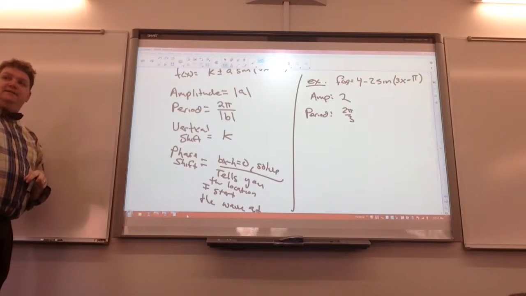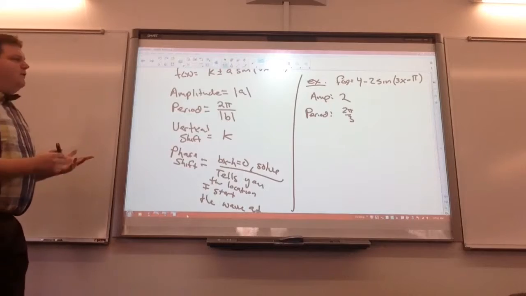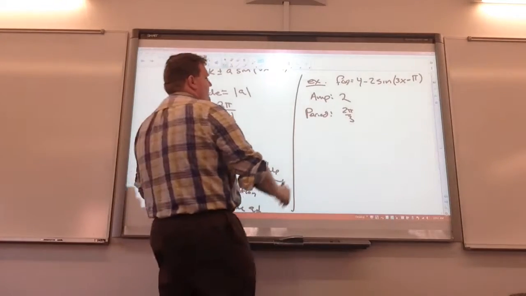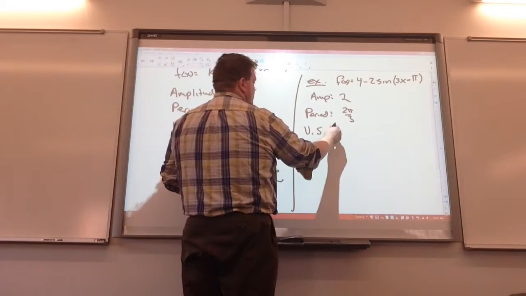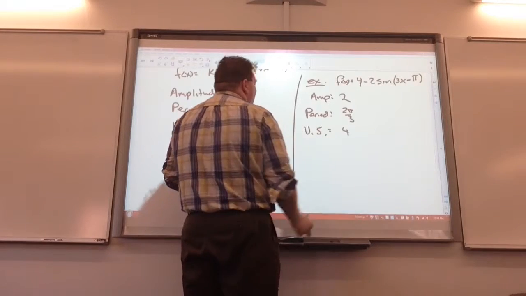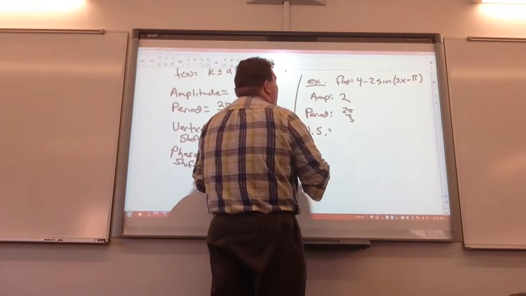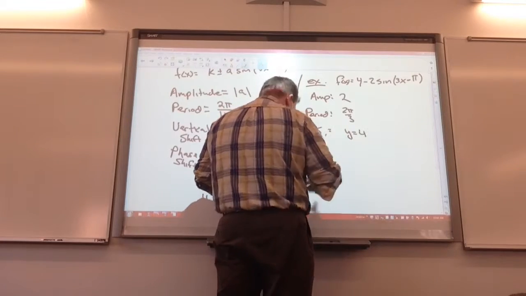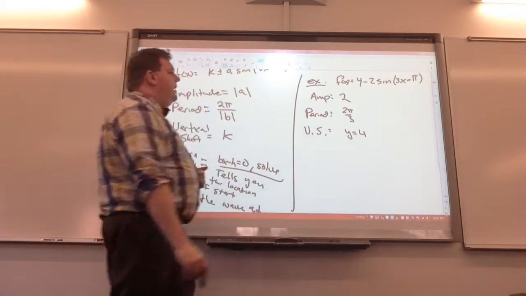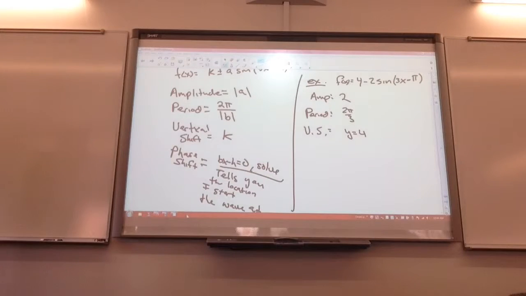We good back there? Okay. Vertical shift, nice and easy. What's it going to be? 4. If you want to be fancy, you could say it's y equals 4. I don't really mind too much if you left off the y equals 4, but technically speaking, that's what it should be.